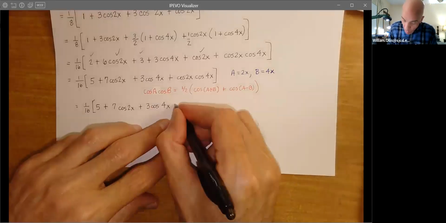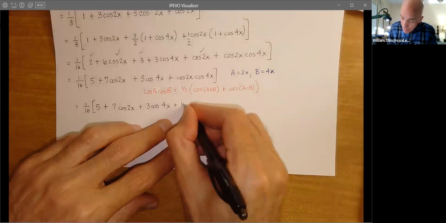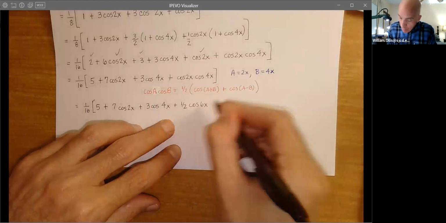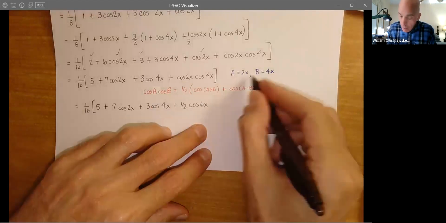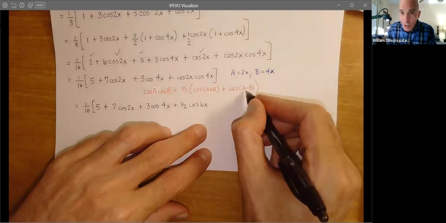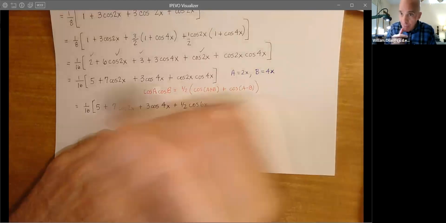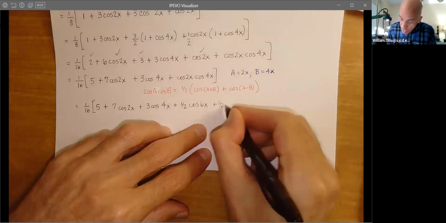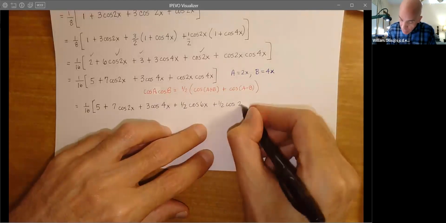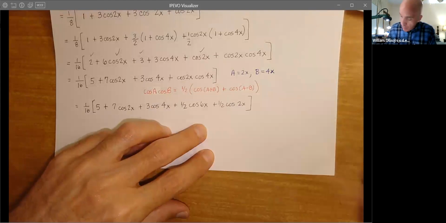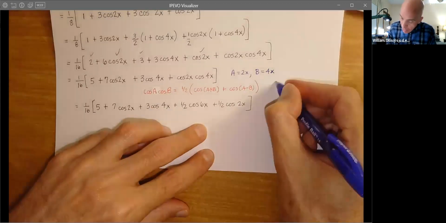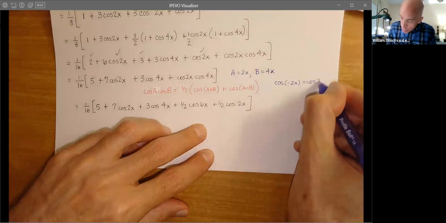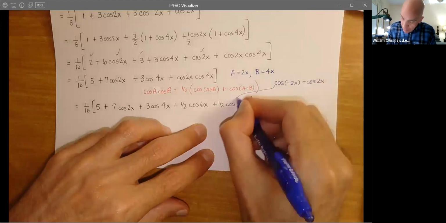So we have plus 1/2 A plus B, that'll be 6x. And then A minus B, that's going to be negative 2x. But of course, the cosine function is even, so it absorbs. So we just get plus 1/2 cosine 2x. And just remember, cosine of negative 2x is just cosine of 2x. So we use that right there.